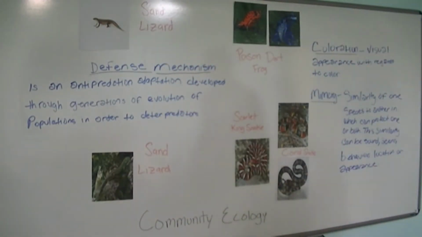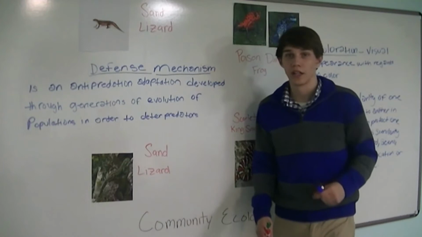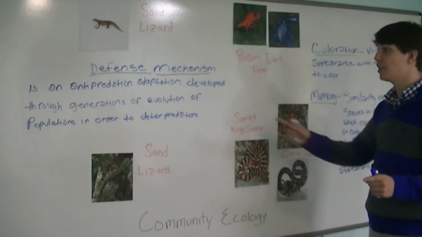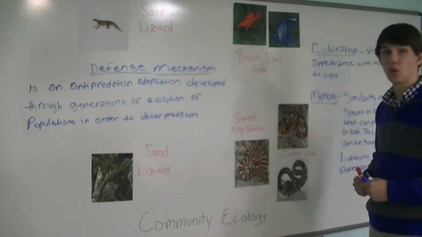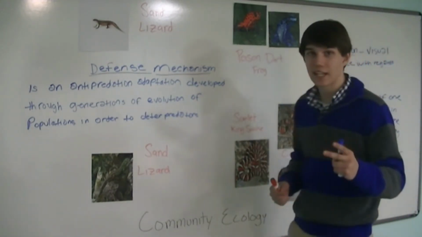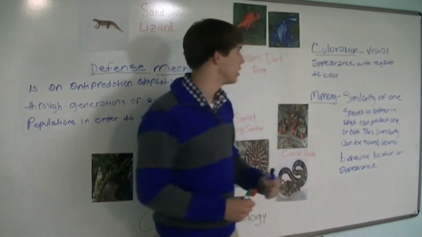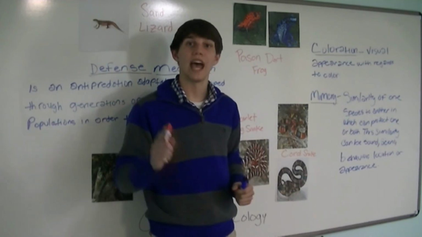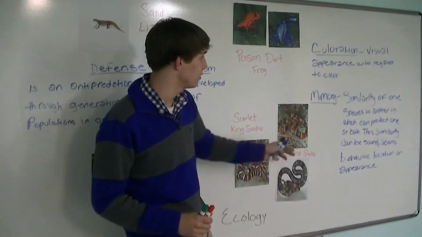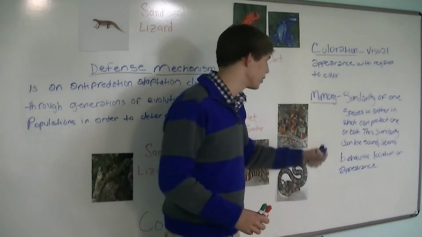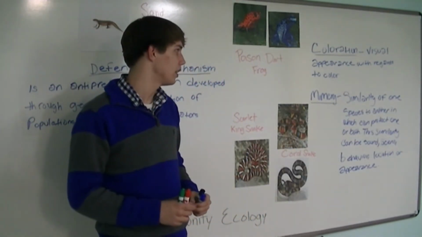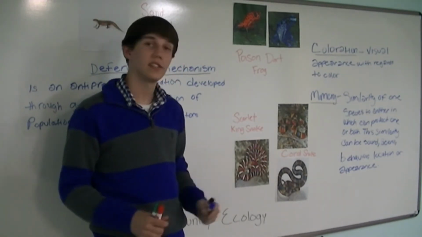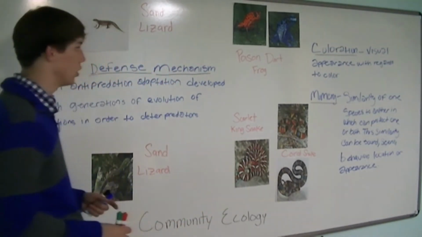So, in conclusion, I hope that you have learned a couple of things. Number 1, defense mechanism. It's an anti-predation adaptation developed through generations of evolution of populations in order to deter predators. The second fact I hope you've remembered. Coloration, the visual appearance with regards to color. And there are 2 types of coloration, cryptic and aposematic. The third fun fact, well, not fun anymore, mimicry, the similarity of a species to one another which can protect one or both. This similarity can be classified as sound, scent, behavior, appearance, or location.